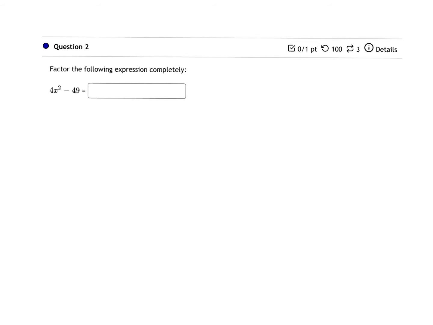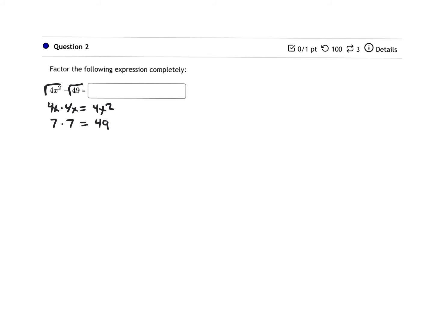of squares. The way I know it's a perfect square is because if I take the square root of the first term, I'm going to get 4x because 4x times 4x is equal to 4x squared. And I know the second one is a perfect square because if I do the square root of 49, that's 7, which means 7 times 7 is equal to 49.